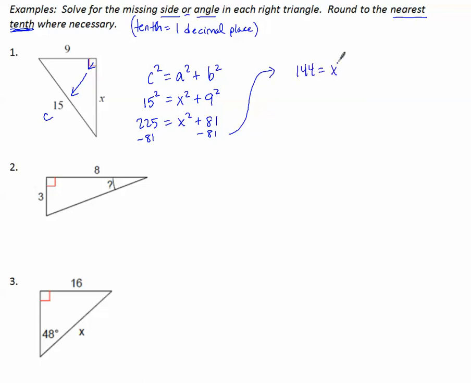144 equals x squared, but I like to write the x first, and then take the square root. X equals 12. Number 2, here are two sides, just like this one, but here we need an angle. That's different from when we need a side. We have to really look closely and see what are we given and what do we need to find.